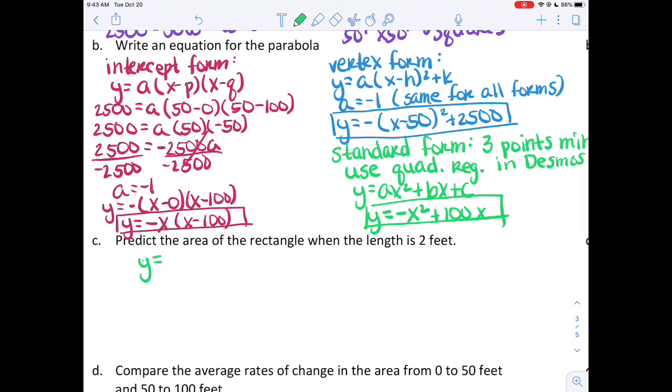So I'm going to say y is equal to negative 2 squared plus 100 times 2. Remember that the 2 needs to go in parentheses because we're substituting it for x. This gives me -4 plus 200, or a y value equal to 196 feet squared.